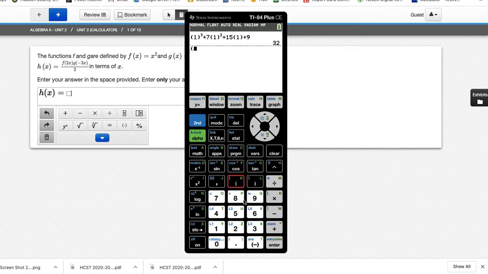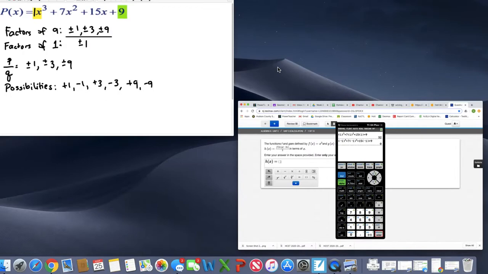So let's try negative 1. Negative 1 cubed plus 7 times negative 1 squared plus 15 times negative 1 and then plus 9. Okay, so I got a 0, and I can actually move forward from here, although I could test every single one of them. But let's move forward so we can show you how to do the rest. So negative 1 is one of our solutions.